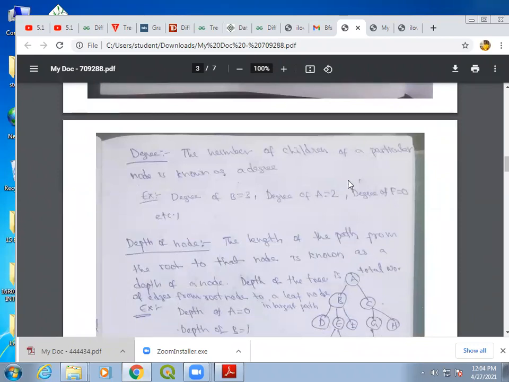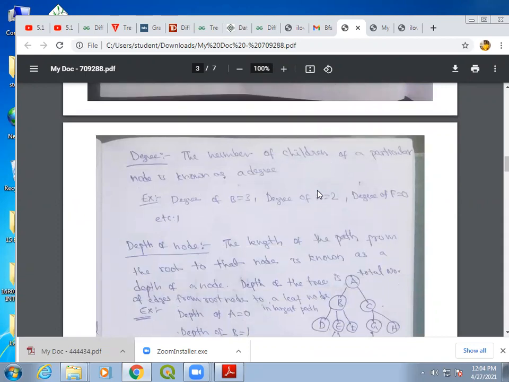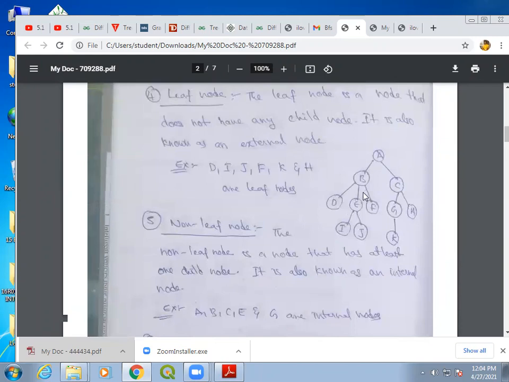And what is degree here? The number of children of a particular node is known as degree. How many children it has gives you the degree. The degree of A is 2 because it has only 2 children. The degree of B is 3 because it has 3 children. The degree of C is 2 again because it has 2 children. And the degree of H is what? 0.